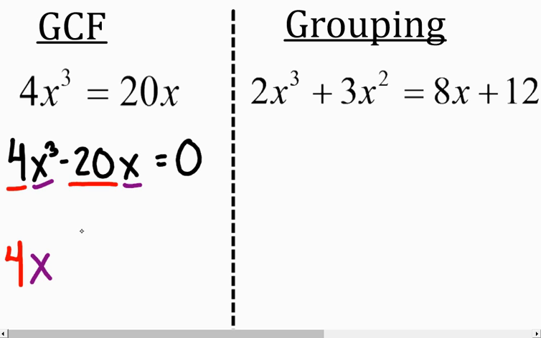In parentheses, I write what is left behind. This was originally a 4, but I divided a 4 out, so there's a 1. This was x cubed. If I divide 1 x out, I have 2 x's left, so that's x squared. This was a negative 20. I divided out of 4, so a minus 5 is left behind. This only had 1 x. I divided it out, so I've factored it.